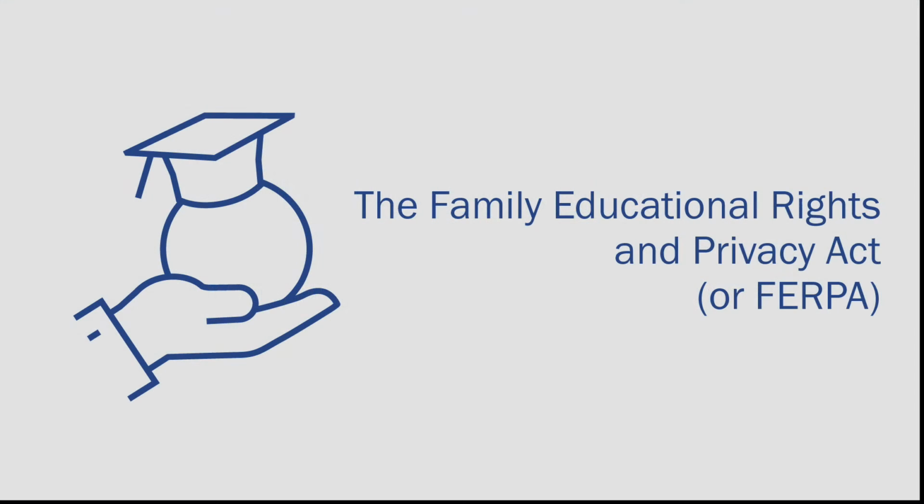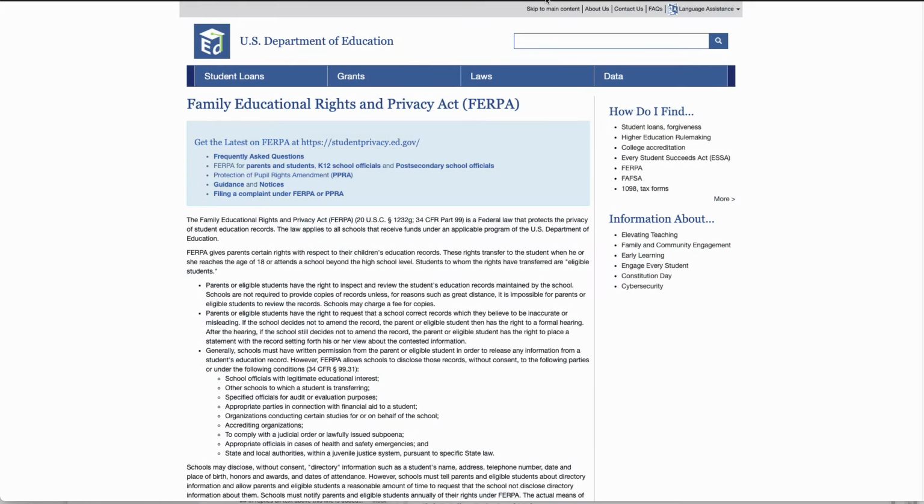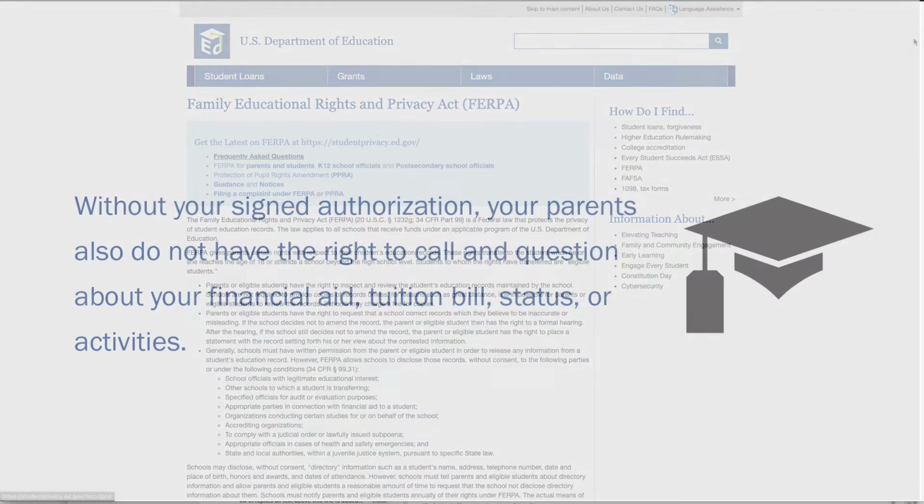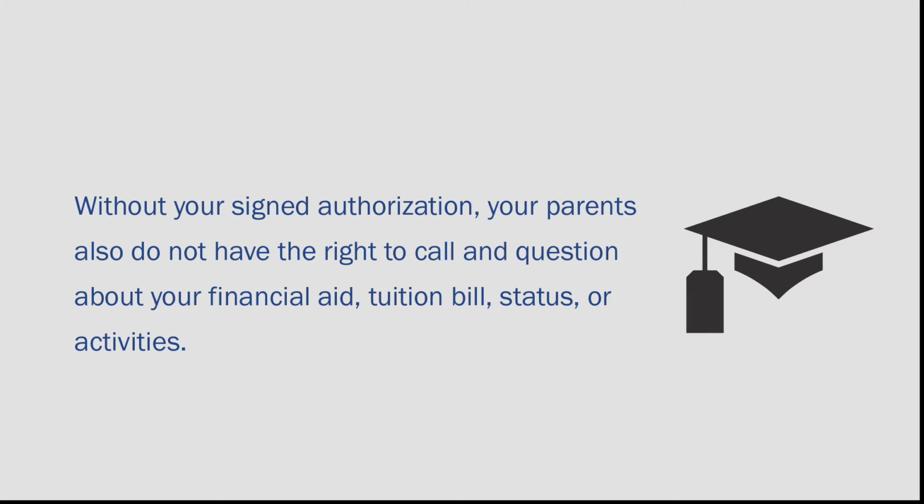The Family Educational Rights and Privacy Act, or FERPA, is a federal regulation that limits your parent's ability to access your student information once you enroll at Seton Hall and are 18 years or older. This means your parents do not have the right to view your grades, transcripts, or any other educational records without your consent. Without your signed authorization, your parents also do not have the right to call and question about your financial aid, tuition bill, status, or activities.